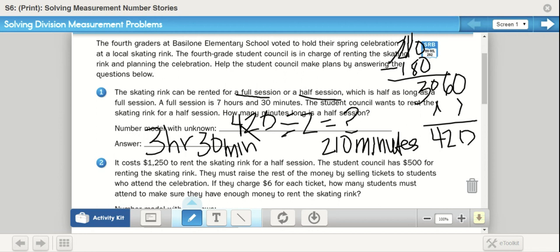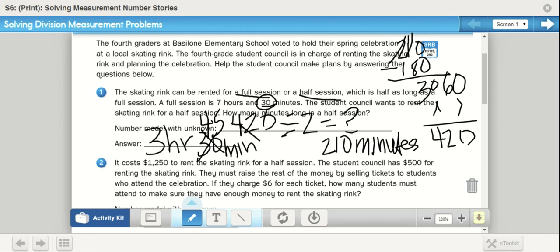It doesn't quite make sense because Mrs. Cassett forgot a step. I forgot about this 30 minutes right here. So half of 30 would be 15, so I need to add 15 more minutes onto this. So it's 3 hours and 45 minutes. You guys should see, looking at that, teachers make mistakes sometimes too.